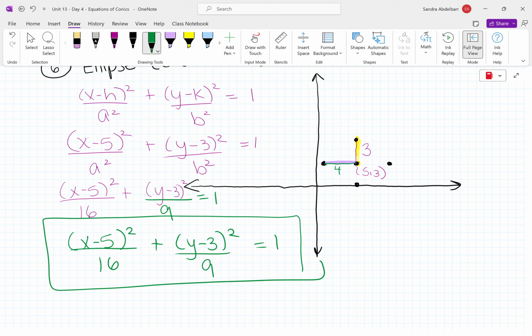Anybody confused with how I got 16 or 9? Is that why the focal length thing is basically a squared plus b squared equals c squared? Yeah. That's exactly it. All right, so we are done for today.